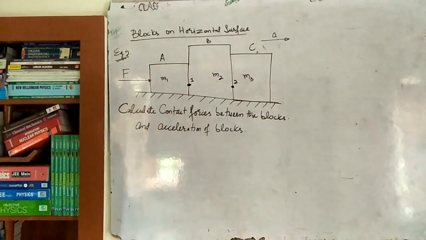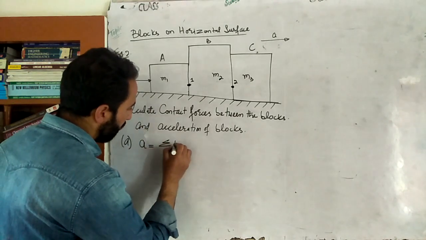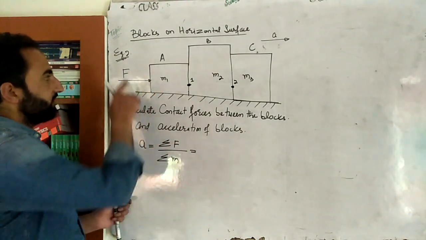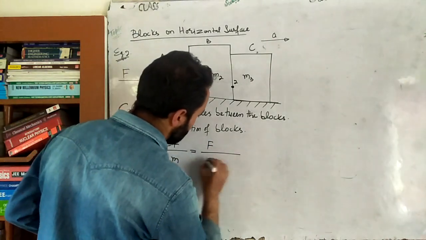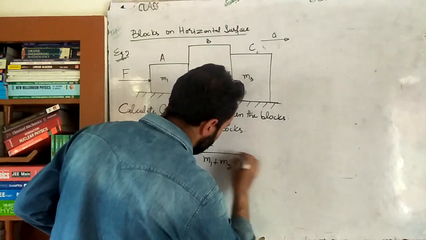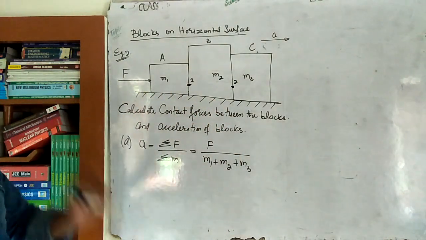So first of all, let's calculate the acceleration. Acceleration will again be the summation of all the external forces divided by the summation of all the masses. There's only one external force, that is capital F, so it will be capital F divided by the summation of all the masses, that is M1 plus M2 plus M3. It's very easy to calculate the acceleration. And obviously the acceleration of A, B, C will be the same.